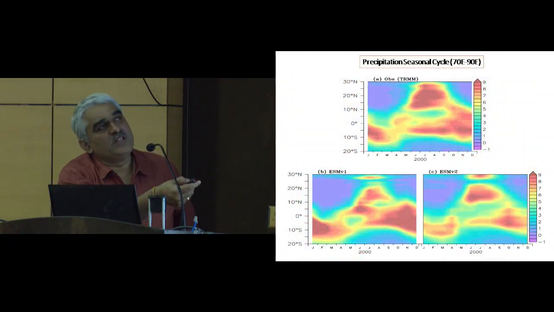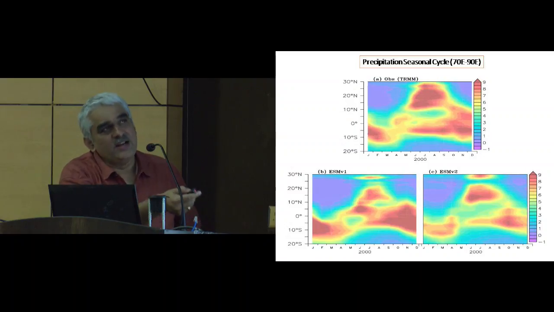And when we look at the precipitation seasonal cycle averaged over the Indian longitude, 70 east to 90 east, this is the latitudinal variation, and this is the month by month axis. This is from the observations. You can see that during the summer monsoon time, the ITCZ is located primarily to the north of 15 degree north, whereas the equatorial Indian Ocean is devoid of convection to a large extent on a monthly scale.